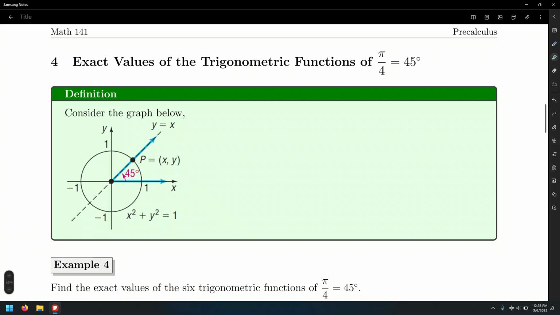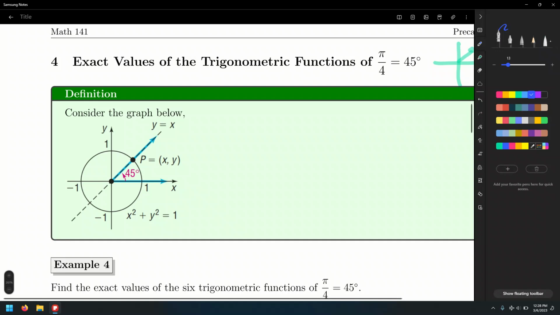The exact values of the trigonometric functions for 45 degrees. You may know this already. When you want to find 45 degrees, that's root of 2 over 2, comma, come on. That has to be something like this.